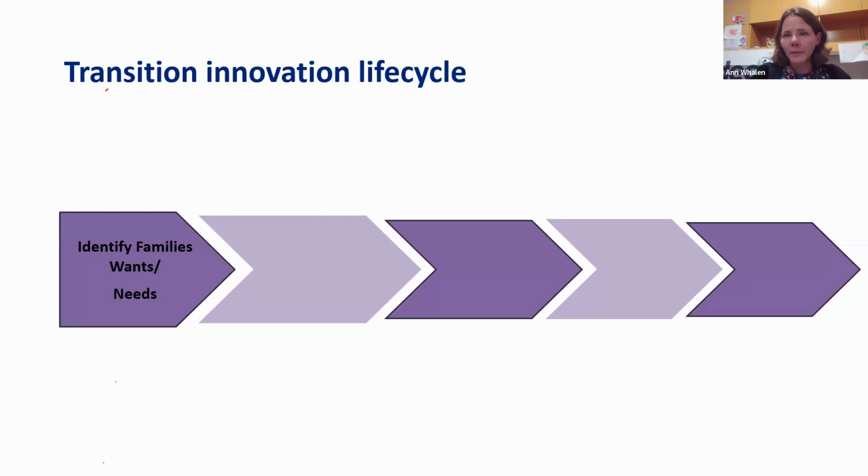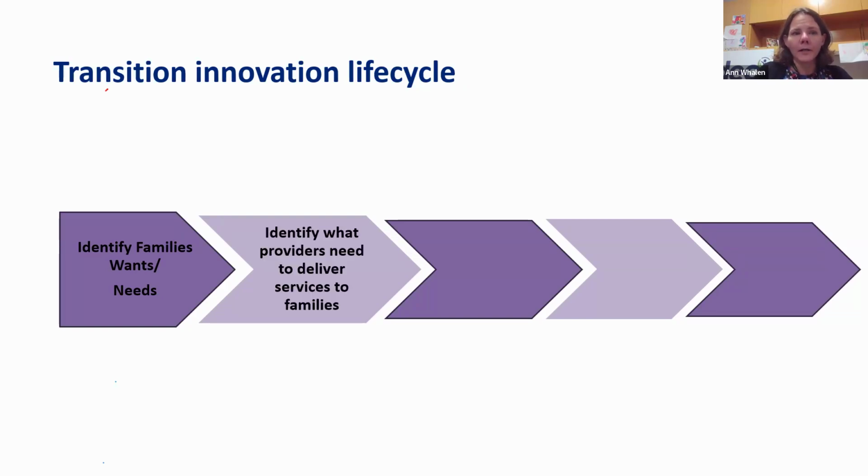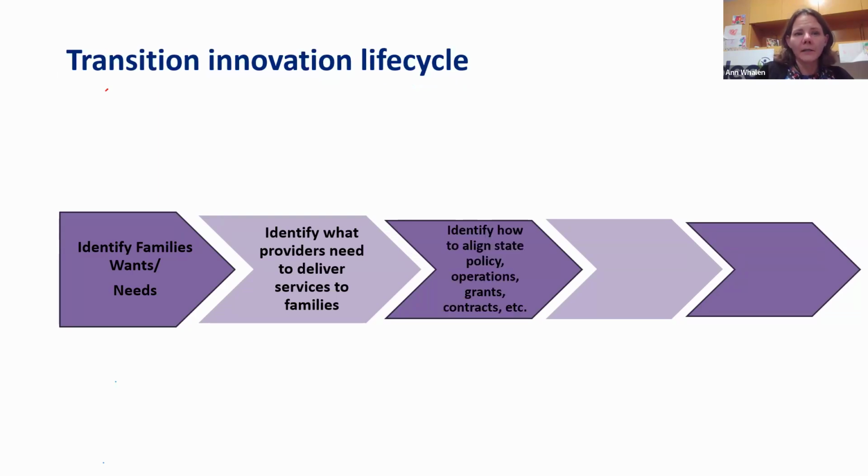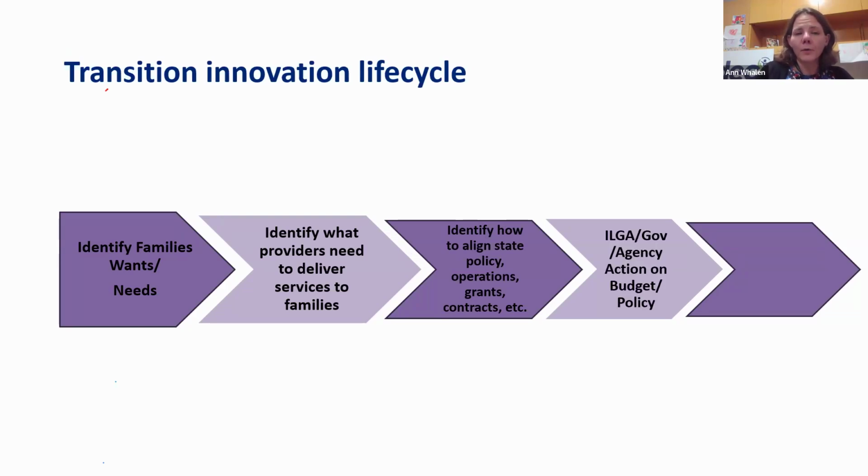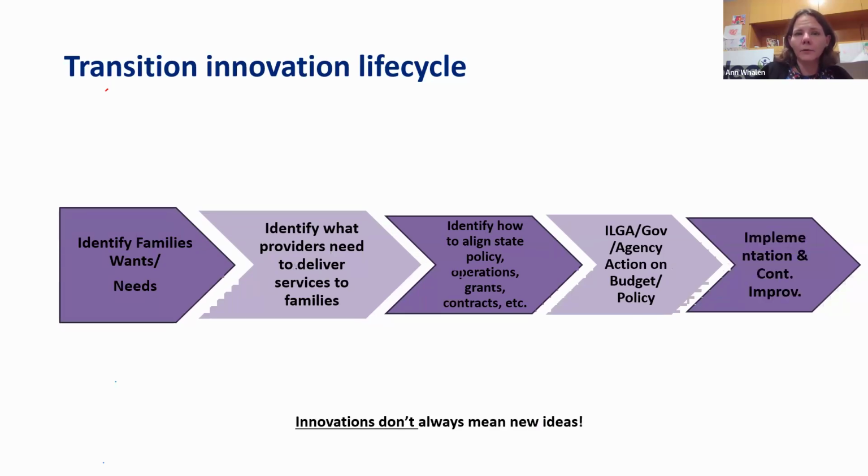So first, we are committed to starting with families and identifying what they want and need out of the system. Next, we're going to work with providers to identify what they need to deliver those services to families. Next, we're then going to identify how to align state policies, operation, and grants to then support providers in delivering those services. Next, then we're going to work with the governor's office, the General Assembly, and through our budget and policies to execute against those recommendations. And then next, we will support implementation.